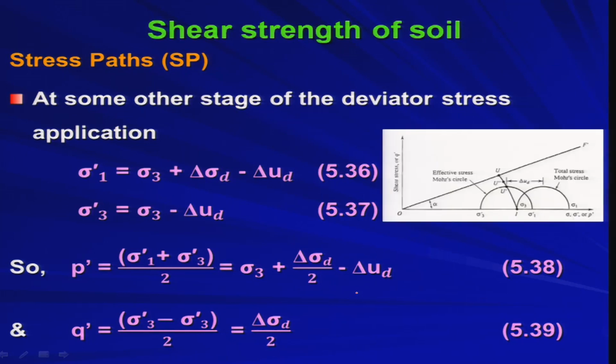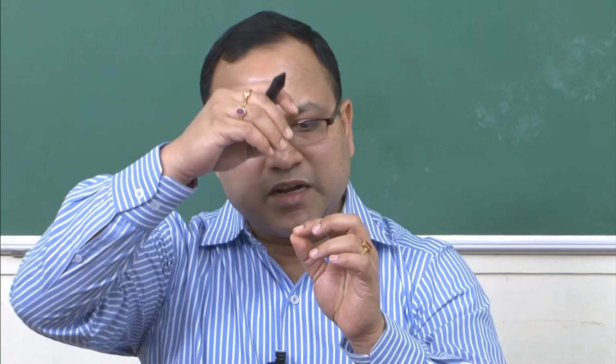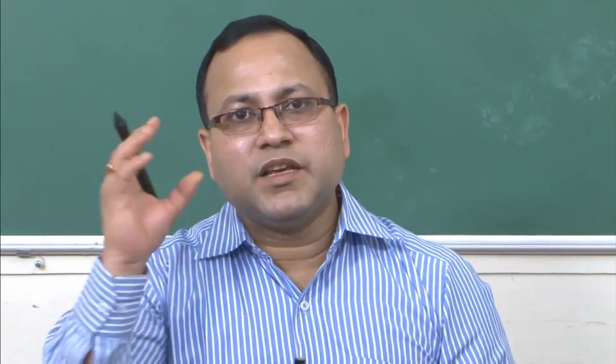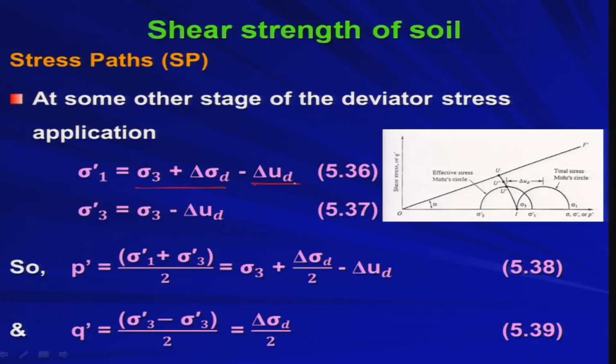At some stage of the deviatoric stress application, sigma 1 prime is equal to sigma 3 plus delta sigma d minus the pore water pressure developed during the deviatoric stress application. I am not talking about failure; from the start of shearing till failure, at any stage, the effective major principal stress sigma 1 prime is sigma 3 plus delta sigma d minus delta ud, that is, sigma 1 minus delta ud. Similarly, sigma 3 prime is the all round cell pressure sigma 3 minus the pore water pressure delta ud. That gives the effective minor principal stress.